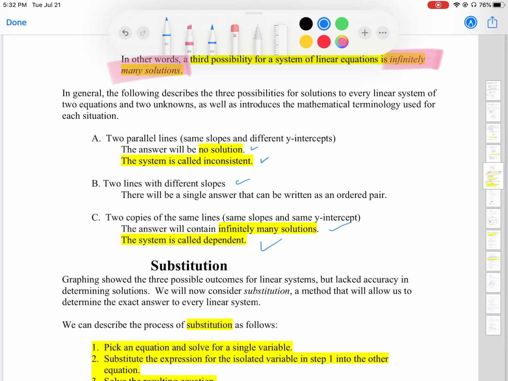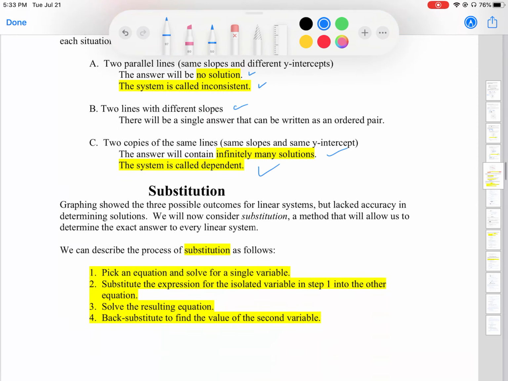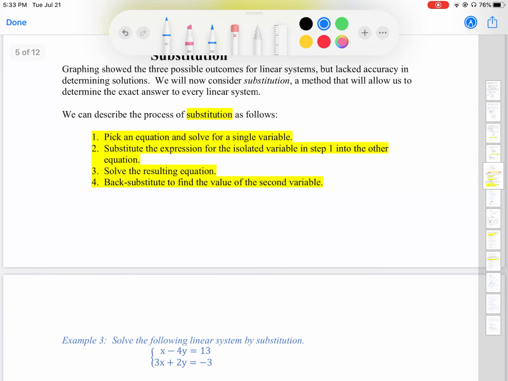All right, so now we're going to focus on learning how to find the answer without graphing. Our first method is substitution. Graphing showed three possible outcomes for linear systems, but lacked accuracy in determining the solutions. We will now consider substitution, a method that will allow us to determine the exact answer to every linear system.